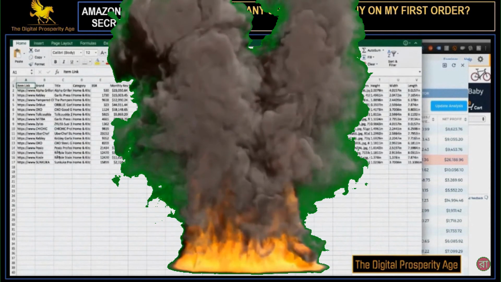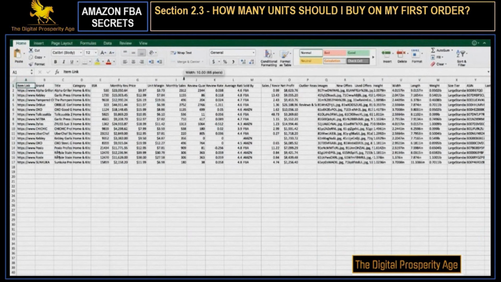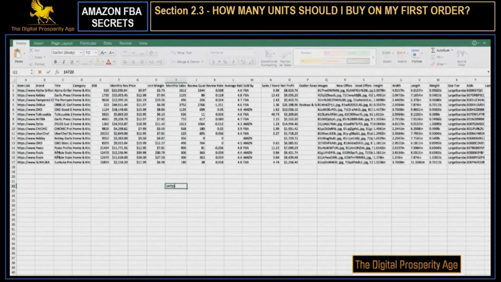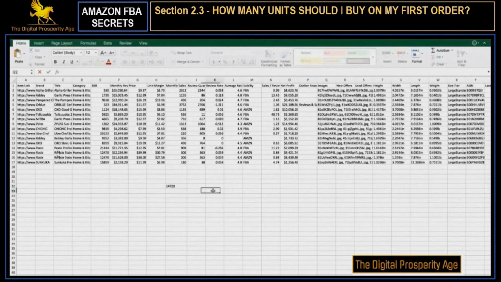All right, we're going to open this up and take a quick look, because what we're concerned with here is monthly sales. Monthly sales added up right here is 14,720. So we're going to open up a calculator, type in 14,720, and divide by 16. That means the average seller on page 1 sells 920 units per month. If we divide that by 30, we see they're selling about 30 a day on average.